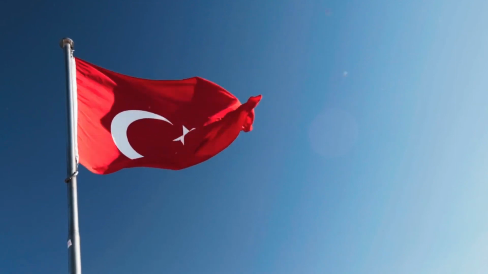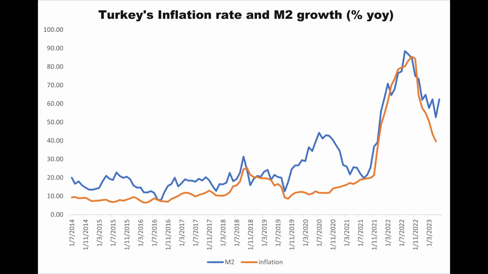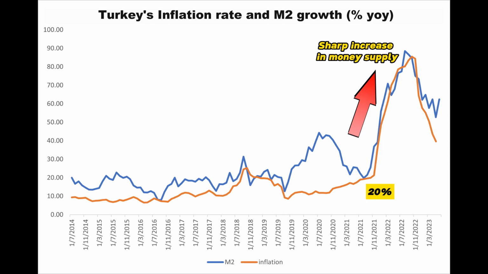Let's now turn our attention briefly to Turkey, where we find another real-world example of what can happen to inflation when money supply growth is allowed to accelerate uncontrollably. Turkey's unorthodox monetary policy involved consistent interest rate cuts to boost the economy. However, this led to a sharp increase in money supply. As the chart shows, M2 growth surged from 20% year-on-year in September 2021 to a staggering 80% at its peak in August of the same year, significantly increasing inflation rates.